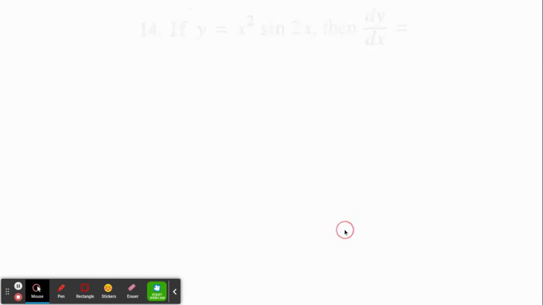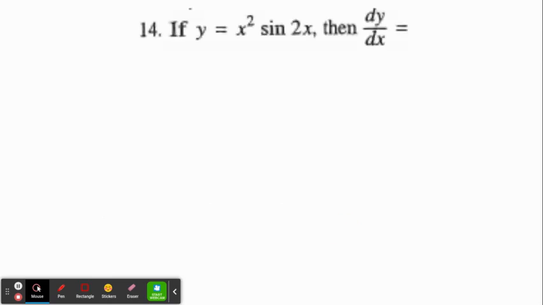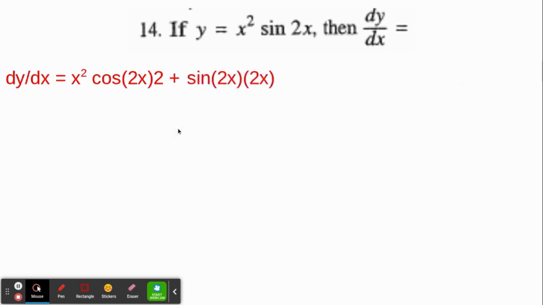All right, here's a multiple choice example. If y equals x squared sine of 2x, then dy dx equals, so you'd start with your first d second: your first, x squared, d second, cosine 2x times 2. Don't forget your chain rule here, where you take the derivative of the guts, which would be 2. And plus second, sine 2x, d first, 2x.